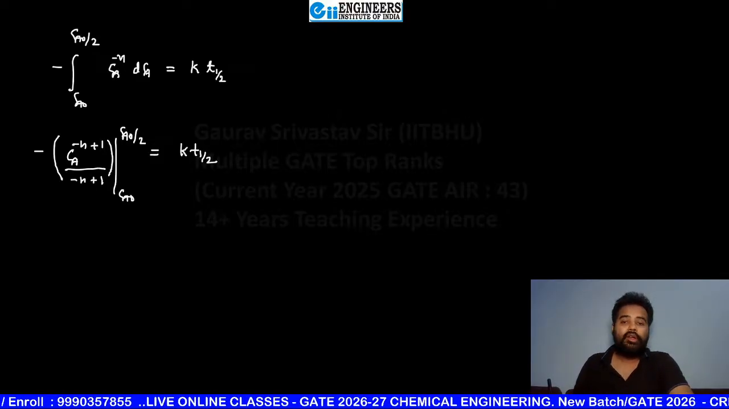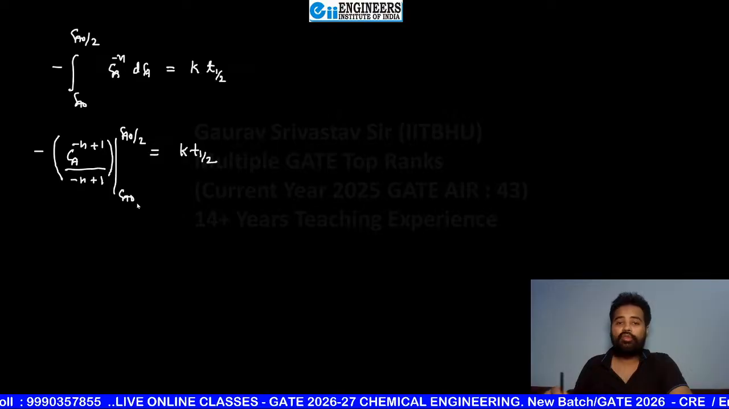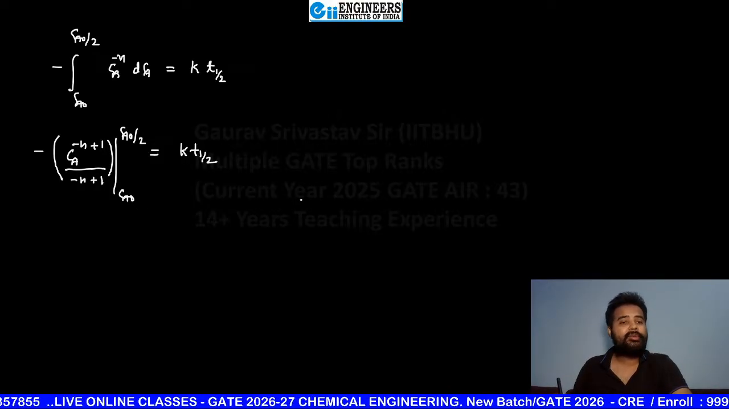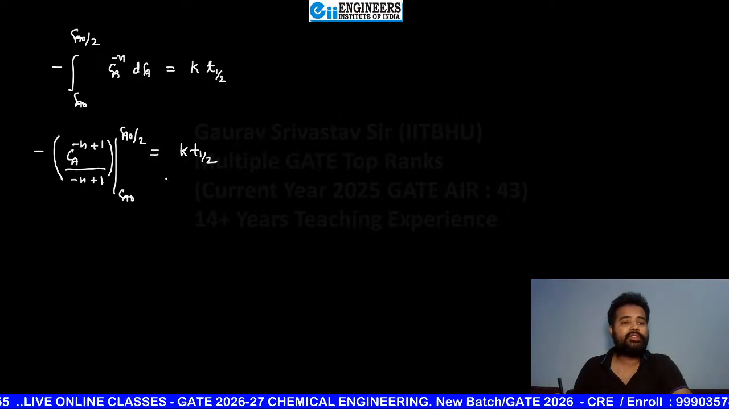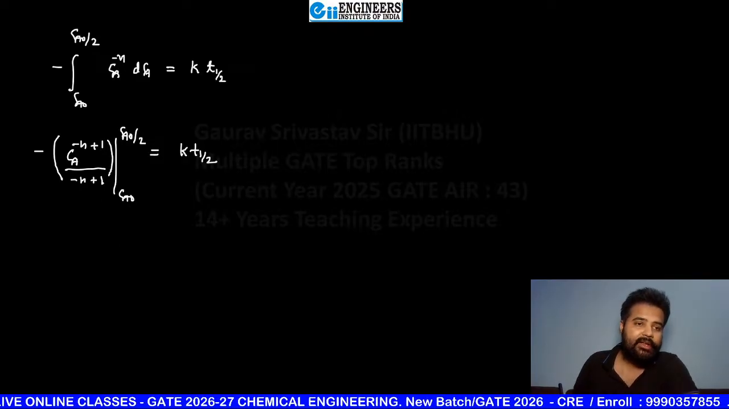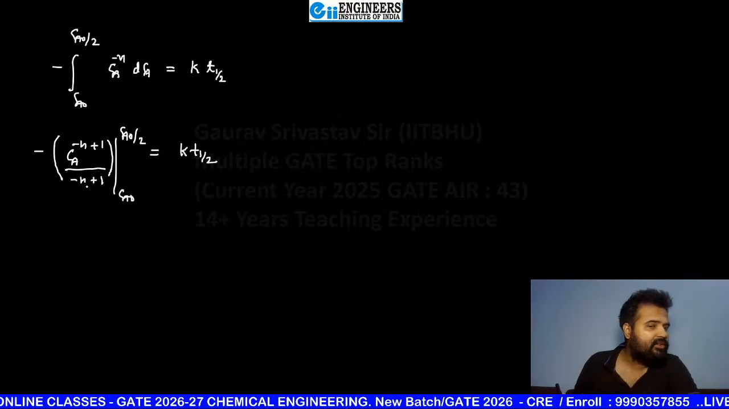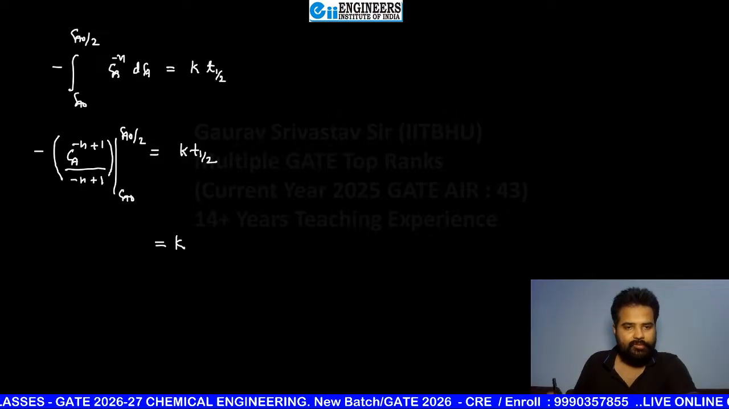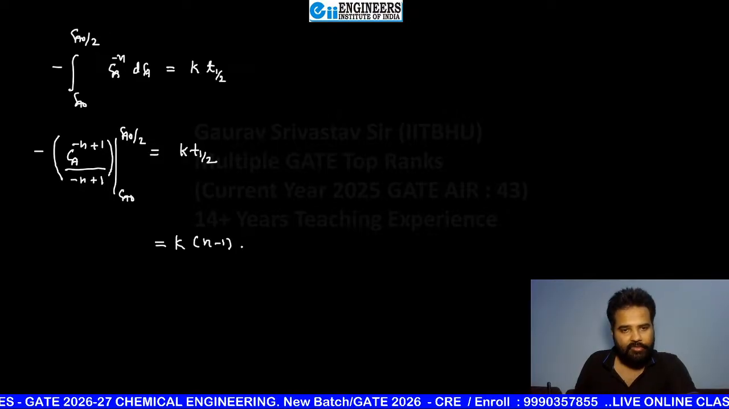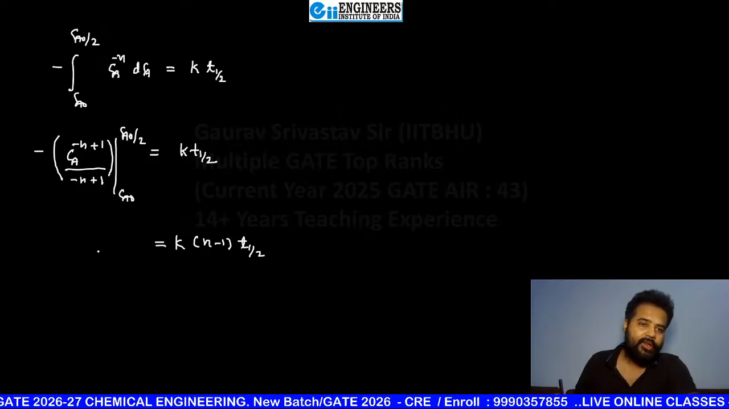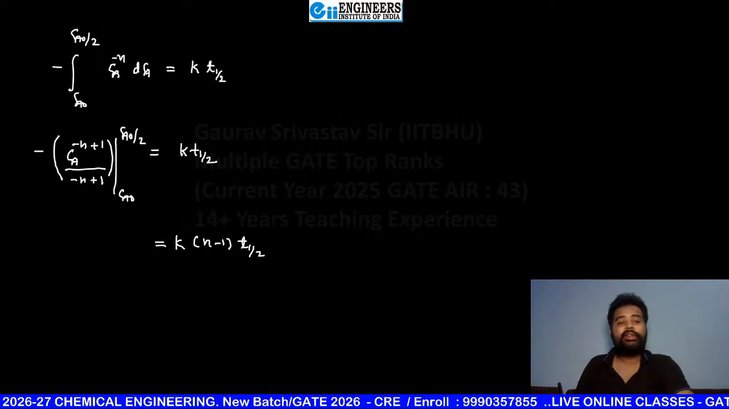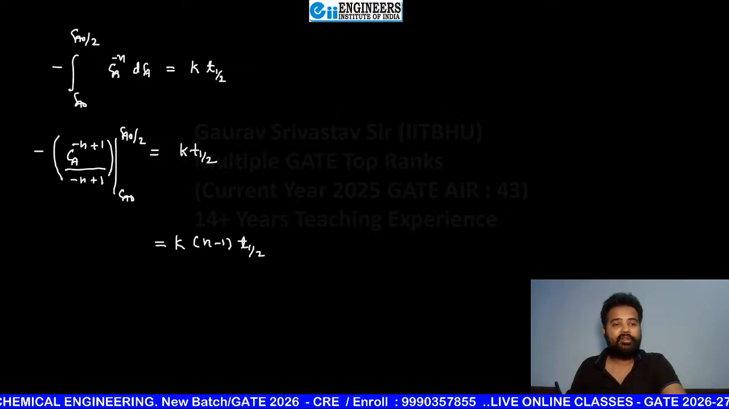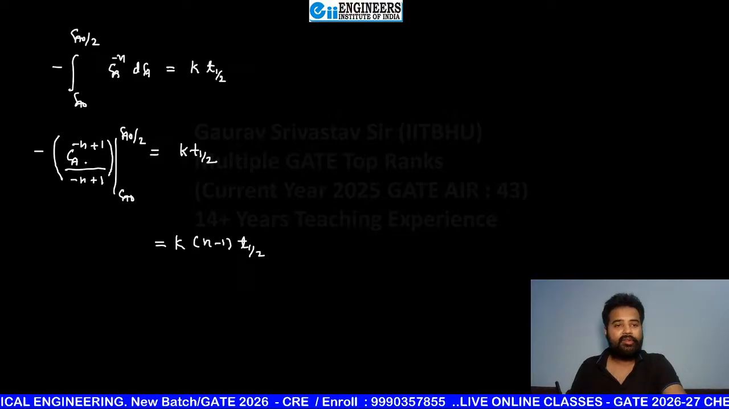Okay, so I hope that till now no doubts. Now just you have to rearrange it. First integrate it. Now put limit first. So it can be written as 1 minus n. So minus will give n minus 1. You can write it like n minus 1. So k n minus 1 t half, and 1 upon Ca raised to power 1 minus n.